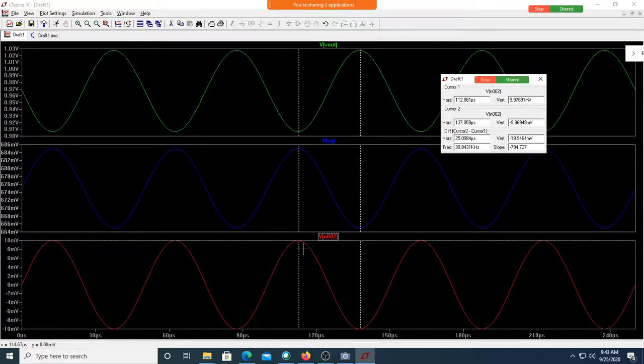So now the output peak to peak is 120 millivolt, the input peak to peak is 20 millivolts, so the gain is 6. It is negative because the output is out of phase with the input. Correct? Yes, sir. Okay, that's fine.